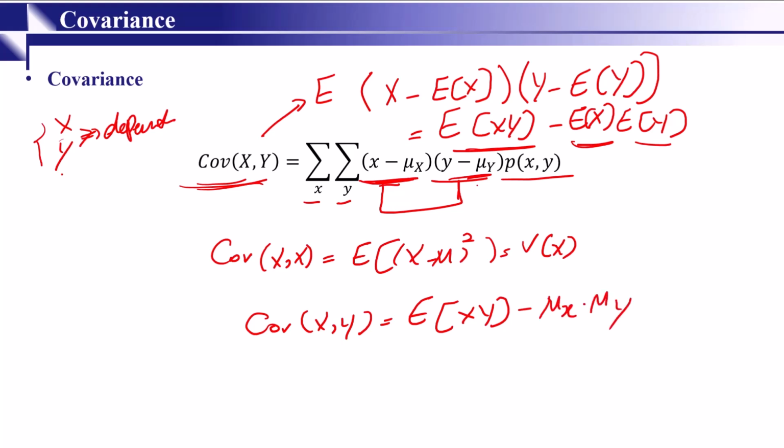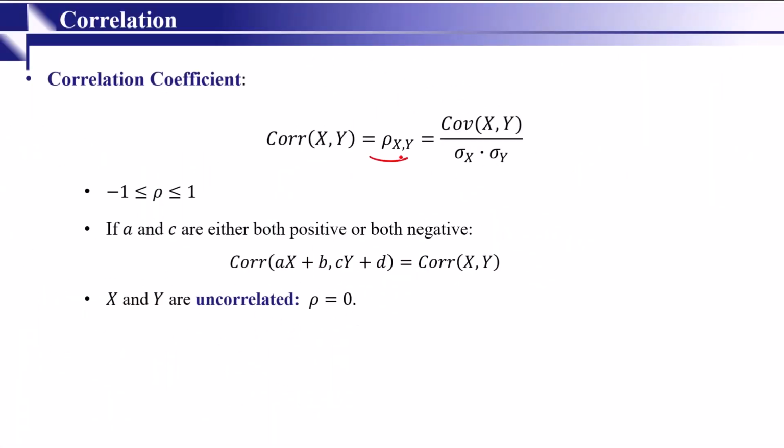Covariance is a building block for correlation, which we will explore next. The correlation coefficient, rho x y, or simply rho, is a normalized covariance that lies between -1 and 1. We find that the correlation of x and y, or rho x y, is equal to the covariance of x and y divided by sigma x times sigma y. And you know that sigma is the square root of variance.